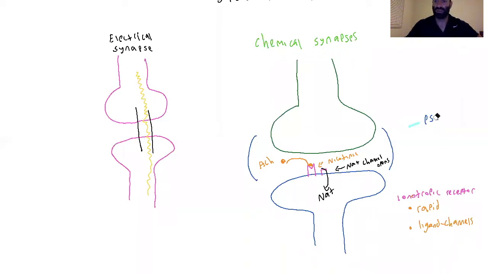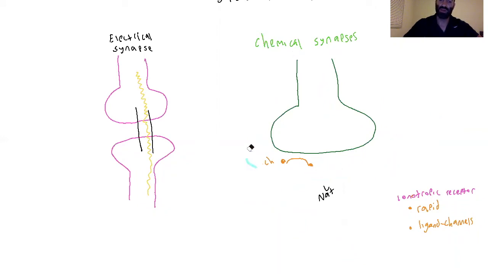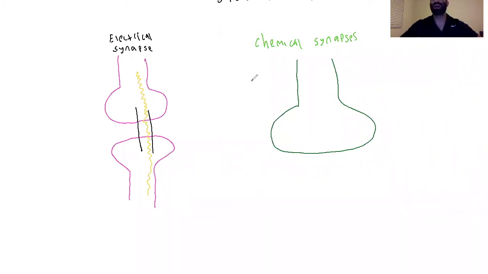Let me go ahead and clean up this mess here. Neuromodulator. We haven't talked about this yet. In fact, we're not going to talk about it for a couple chapters. But there are different types of neurotransmission. Sometimes it is not from neuron to neuron. Sometimes it's from neurons to groups of neurons.